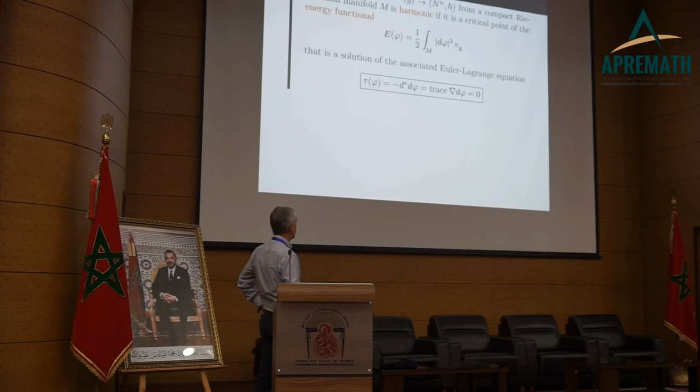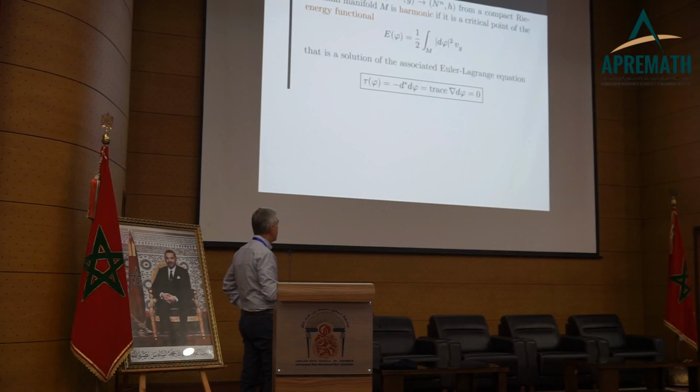The Euler-Lagrange equation, you can see here, is given by, the first part is this, minus d star d phi. This is the differential of the map. The differential of the map, you have to think of it as a section in the pullback bundle, so as a one-form with values in the pullback bundle, and then you can define the codifferential. But I would prefer to think of this tension field as the trace of the second fundamental form of the map. So the second fundamental form of the map is d star, that I've equated with the nabla d phi.